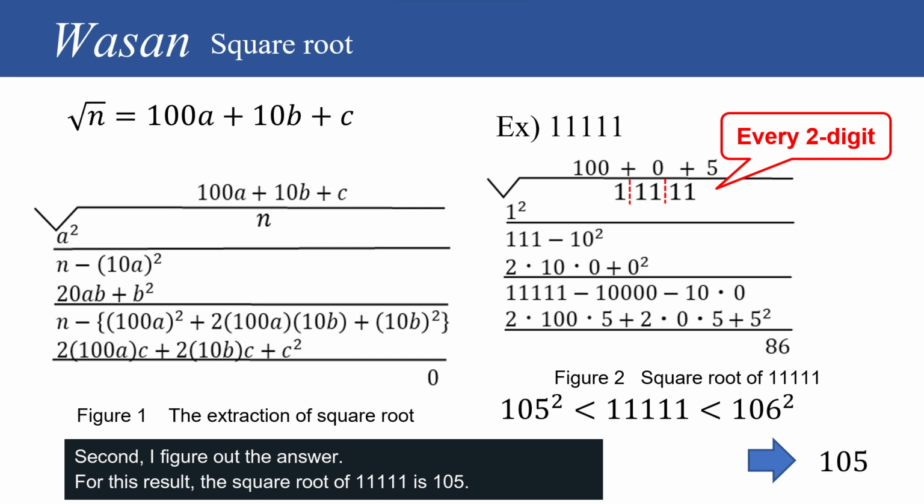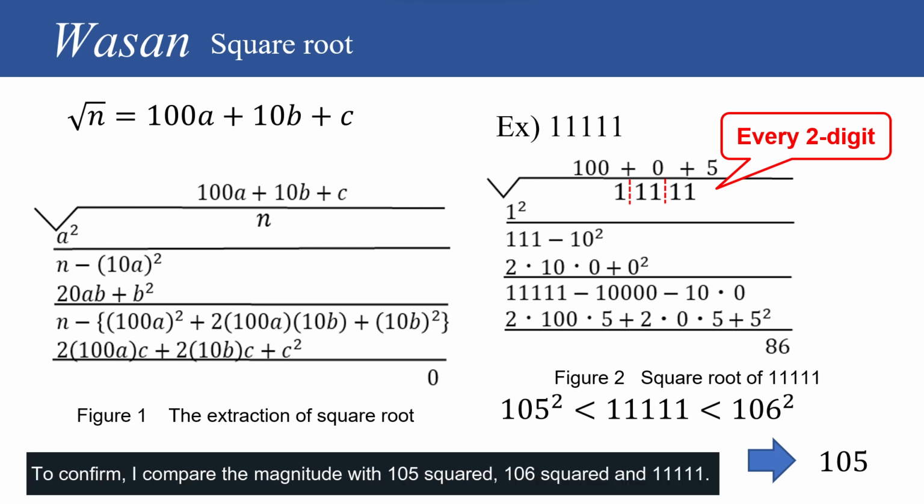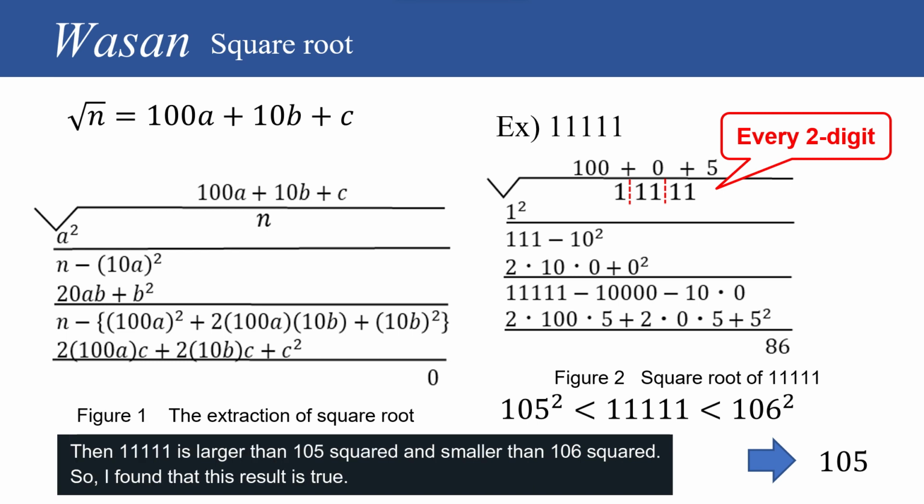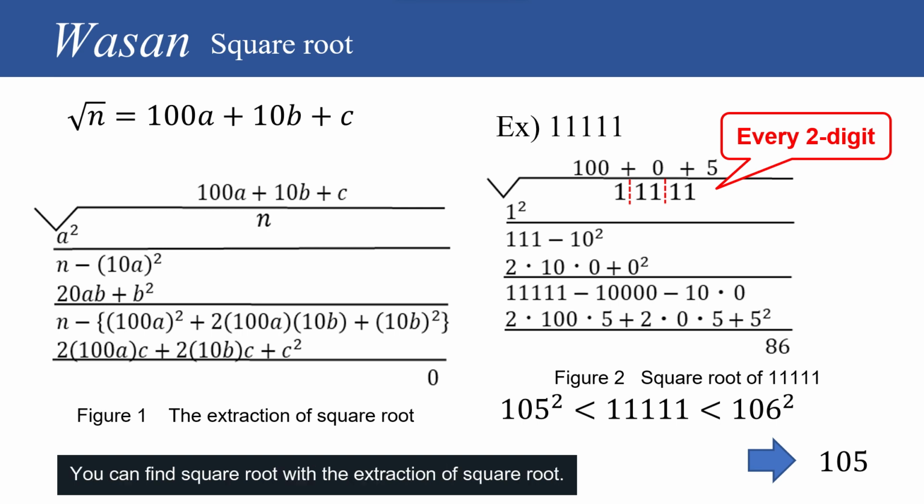For this result, the square root of 11,111 is 105. To confirm, I compare the magnitude of 105 squared, 106 squared, and 11,111. Then 11,111 is larger than 105 squared and smaller than 106 squared. So I found that this result is true. You can find the square root with the extraction of square root.